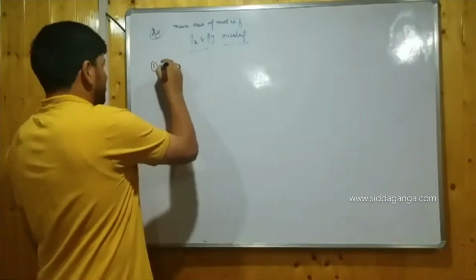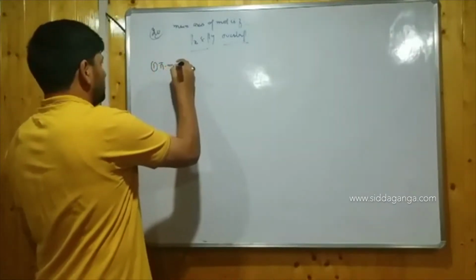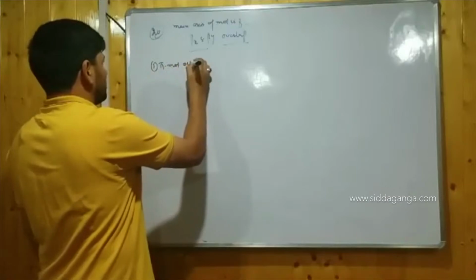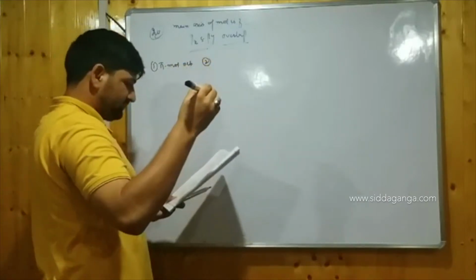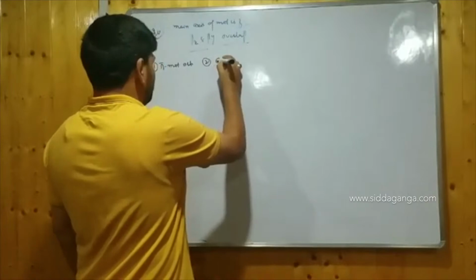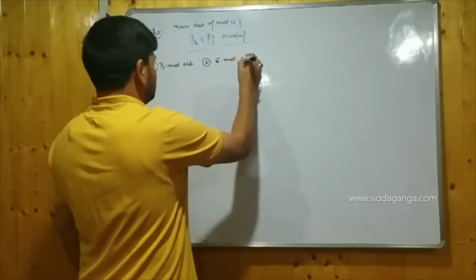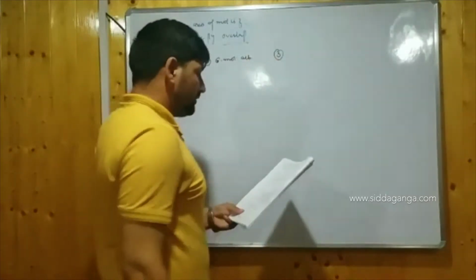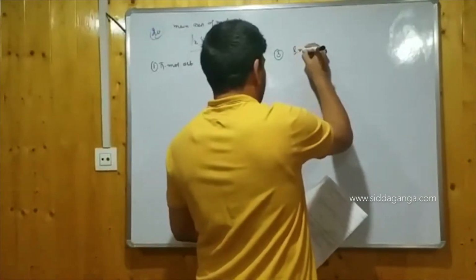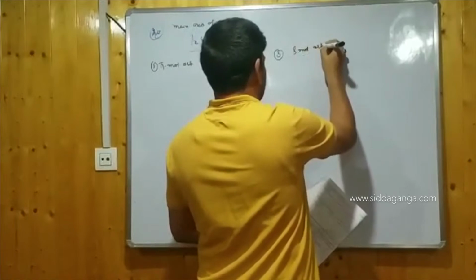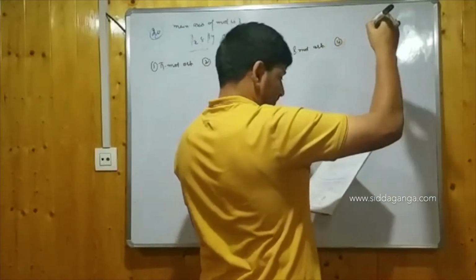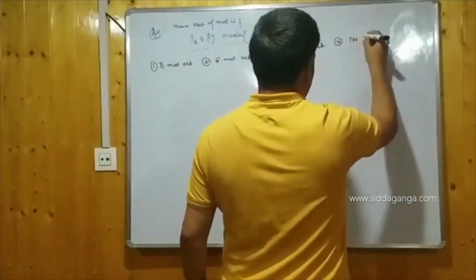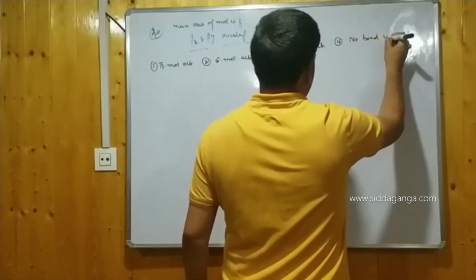first option is pi molecular orbital, second is sigma molecular orbital, third one is delta molecular orbital, and fourth one is no bond is formed.